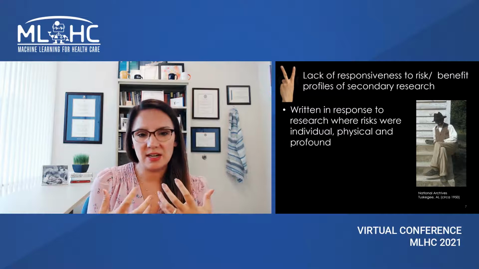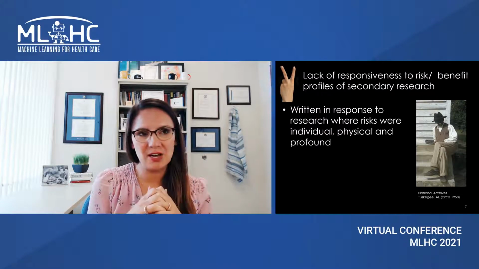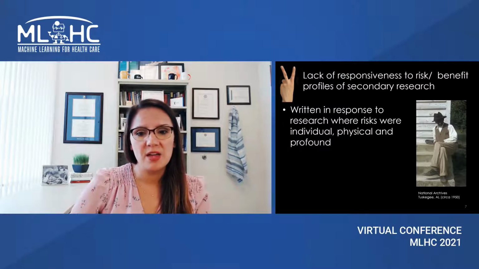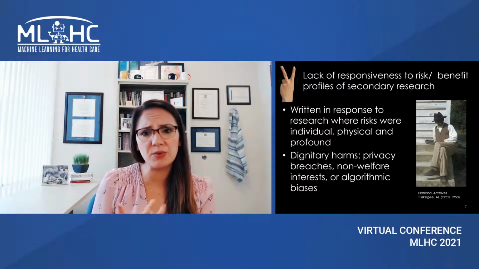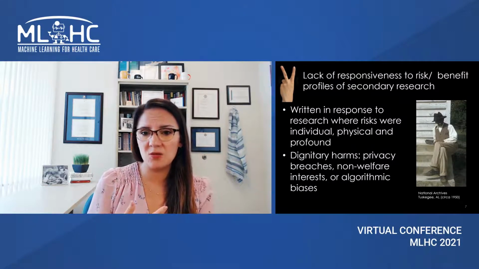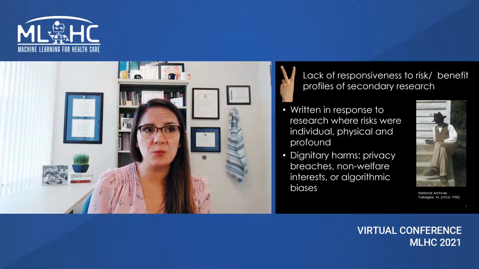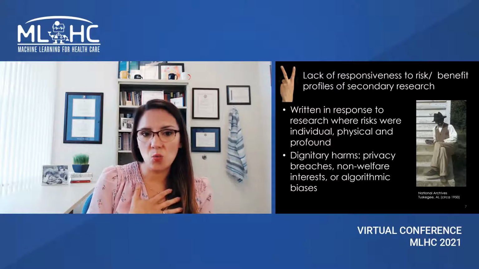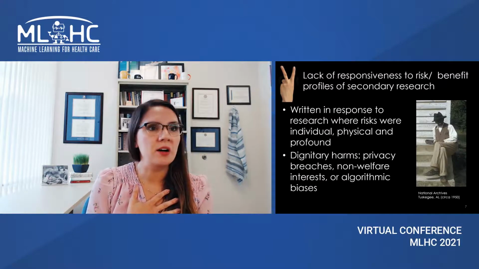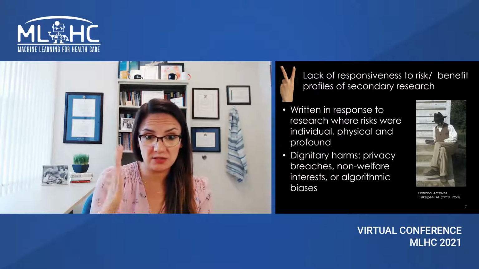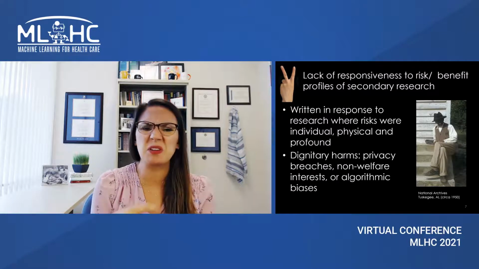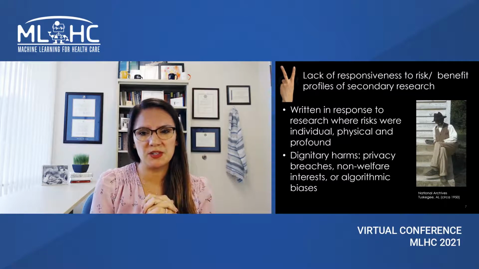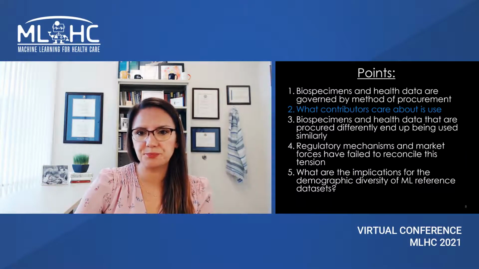But if I'm using somebody's secondary data for my research, that person doesn't risk any physical harm. The kinds of harms people risk are different. We call them in law dignitary harms, so something like a privacy breach. We sometimes call them non-welfare interests, right? A non-welfare interest would be something like, I don't want my data used in support of research that will create better weapons of mass destruction. It doesn't actually affect me. It's not going to hurt me financially, but that's not something I value, so I don't want to contribute to that. Or algorithmic biases, which we're going to talk about a little later as well.